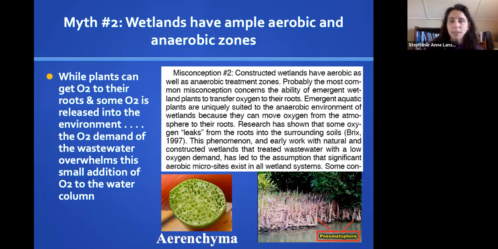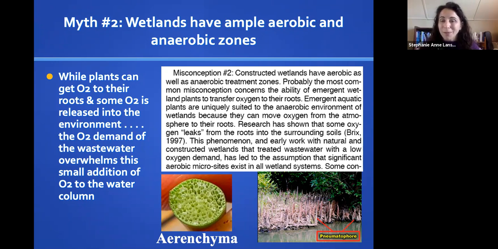The myth too is that they have ample aerobic and anaerobic zones. And while plants can get oxygen to their roots through aerenchyma, these kind of like straws in their stems, and some is released into the environment, usually the oxygen demand of this water overwhelms the small addition of oxygen to the water column, through all the detritus that is there, the algae, as well as if you're putting wastewater in. So the misconception is that they have aerobic as well as anaerobic treatment zones.